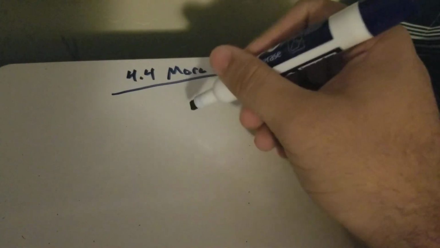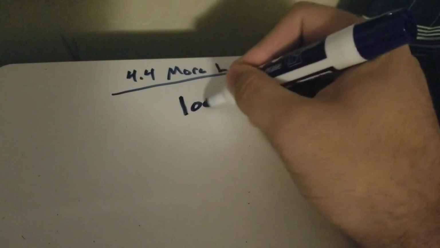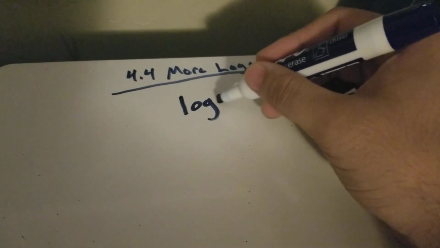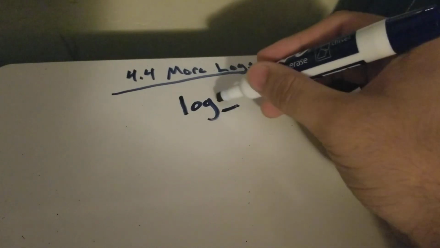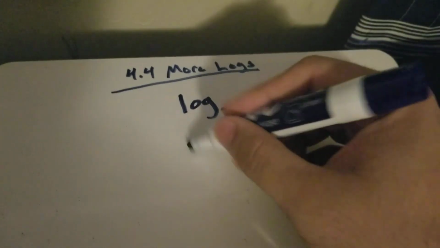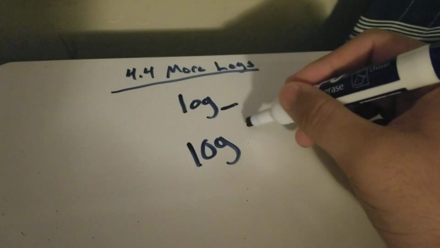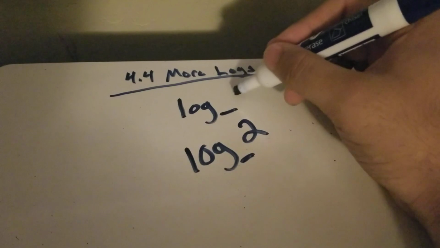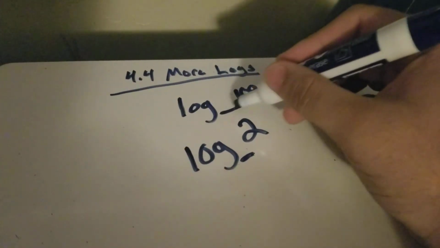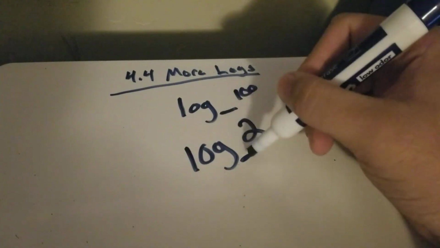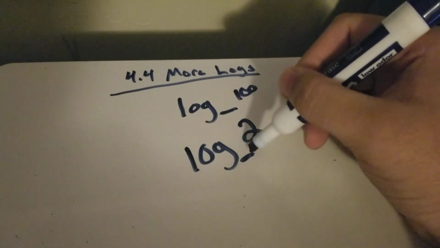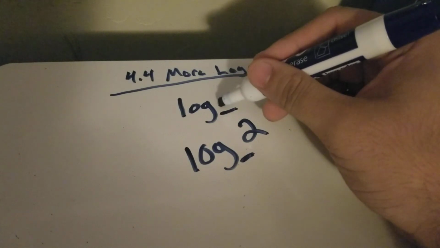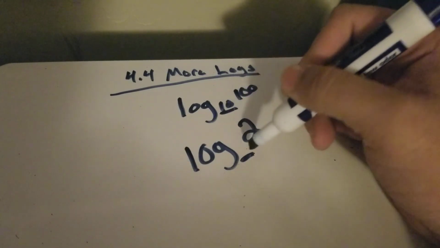All right. First off, we just have log with no number on the bottom. If you do not see a number, so the base is completely blank or doesn't exist, for example, log of 2 with no base number, or log of, let's make this 100, with no base number here. If you do not see a base number, the number you're going to assume is 10.